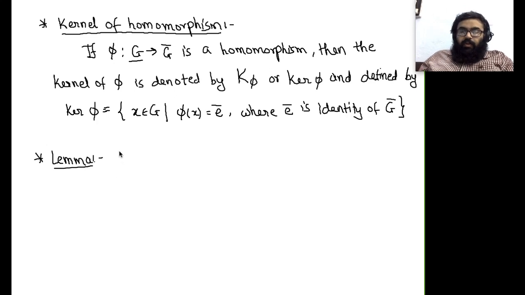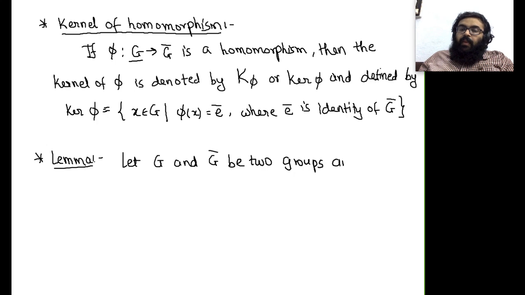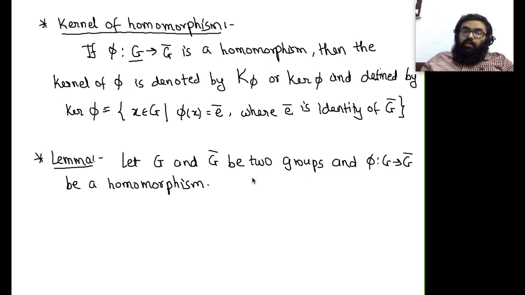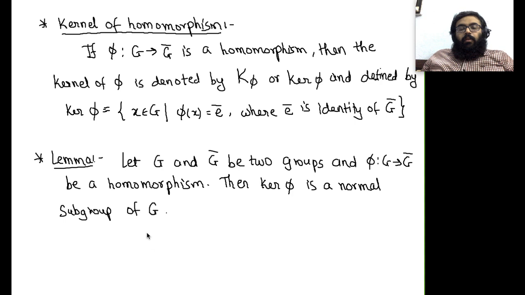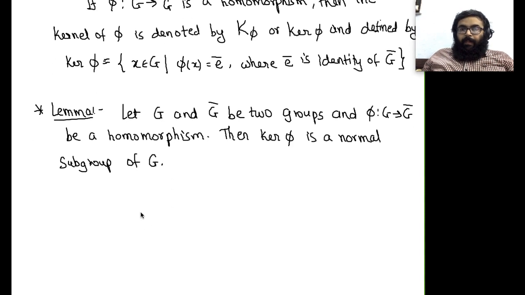So let G and G bar be two groups, and phi from G to G bar be a homomorphism. Then the very easy exercise is, we have to show that the kernel of phi is not only a subgroup, but a normal subgroup of G. So then the kernel of phi is a normal subgroup of G.